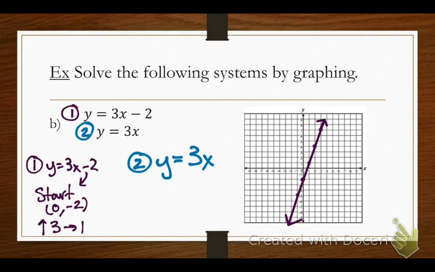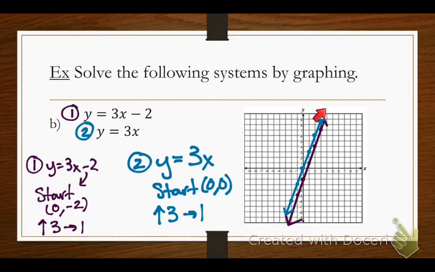Because there is nothing in the y-intercept spot, the y-intercept is going to be 0. So I start at 0, 0, and then I move up 3, right 1. After I graph it, I start analyzing: both of these are going to move up 3, right 1, and they're never going to cross. In this situation, we created parallel lines, and when you have parallel lines, there's not going to be any solution. So this is an example of no solution.